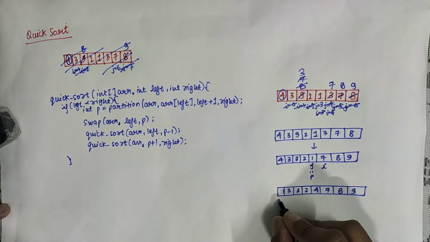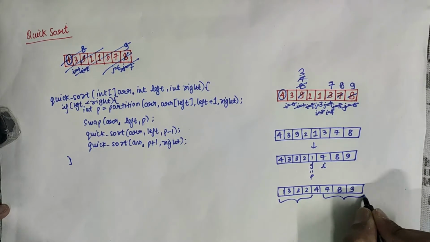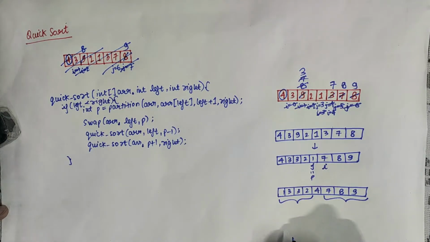So now quicksort will be done on these two arrays, the left part of 4 and the right part of 4. You can see in this case that all the array to the left of the 4 is smaller than 4, and all the array to the right of the 4 is greater than 4. So this continues with quicksort, and in this manner quicksort is able to sort the array perfectly.